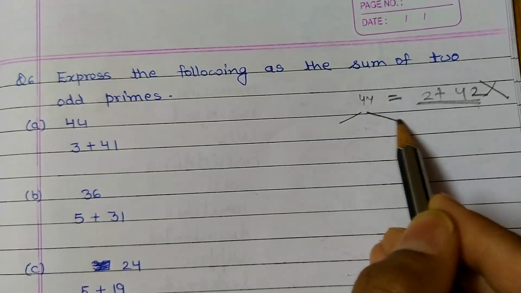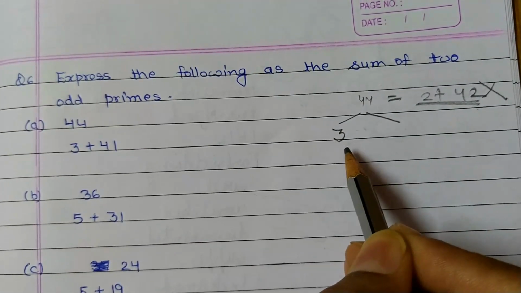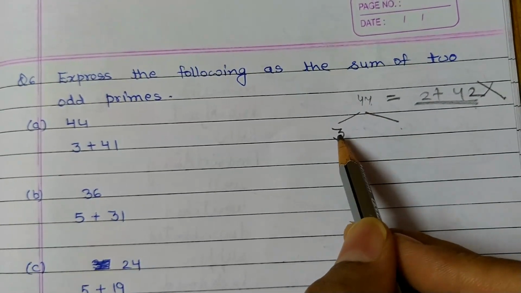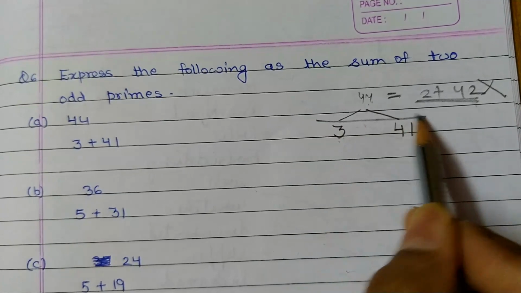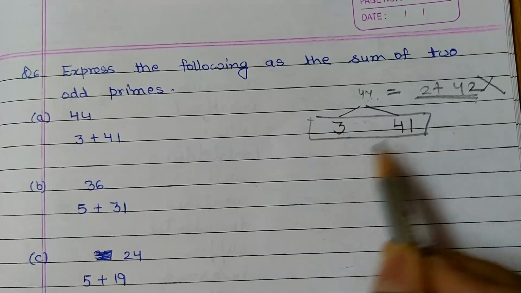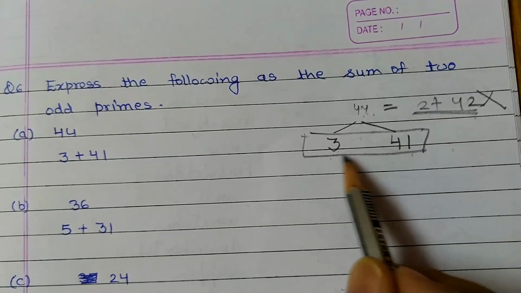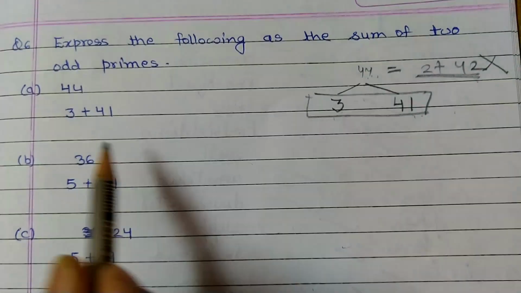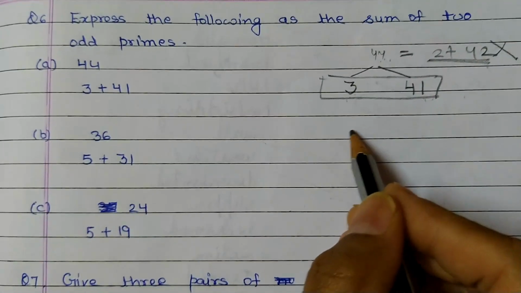So what I have taken, start from the smallest prime number. Here I am taking 3. Now find the other. So subtract 3 from 44. If I subtract 3 from 44, I get 41. So now check that the sum of 3 and 41 is 44 or not. And second thing, that these two are prime numbers or not. So yes, the sum is 44 and they both are prime numbers. So here what will it become? 3 plus 41.